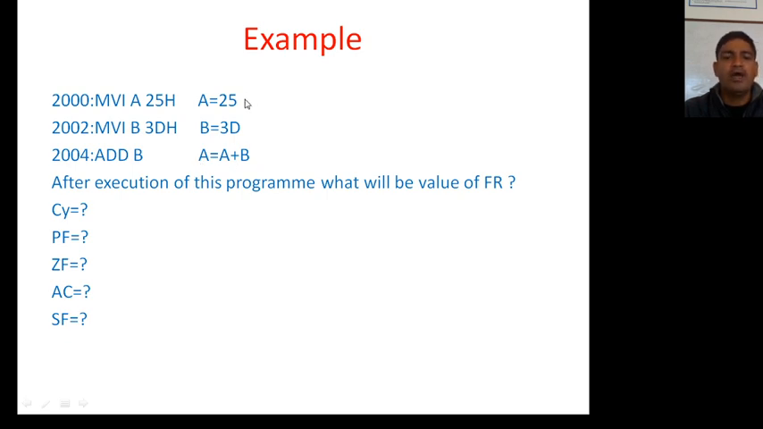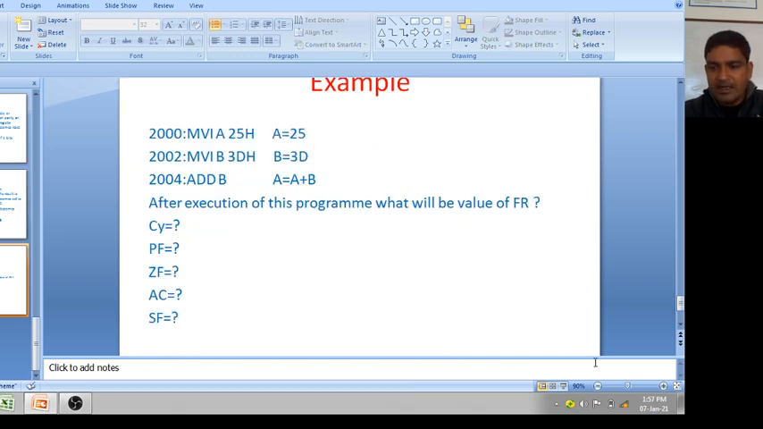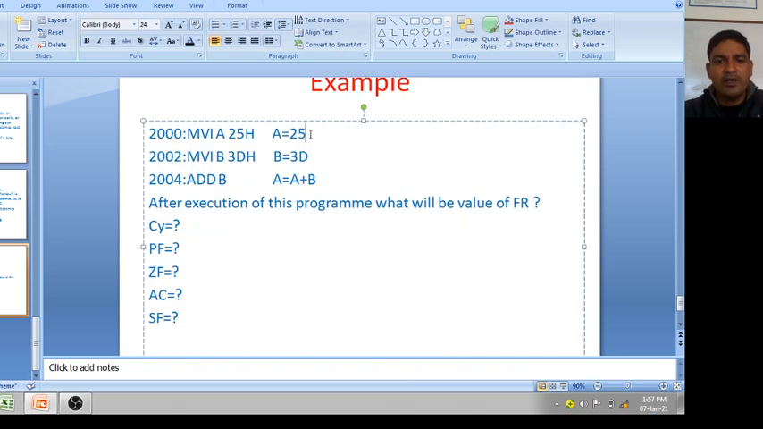Now what will be the value of CY, parity flag, zero flag, AC flag and sign flag after execution of this program? For this, A equal to 25. Always remember, here we deal with the hexadecimal number system. So you know how to convert hexadecimal into binary. 25 means 0010 and 5 means 0101. 3D means 3 is 0011 and D means 13, which is 1101.